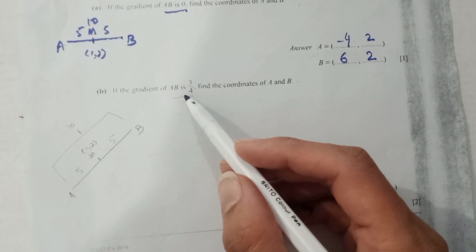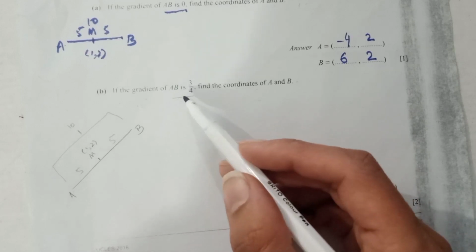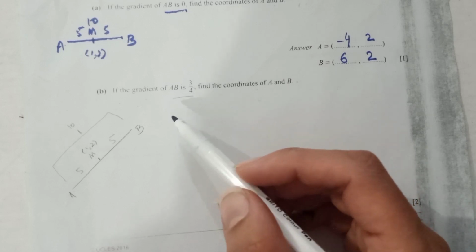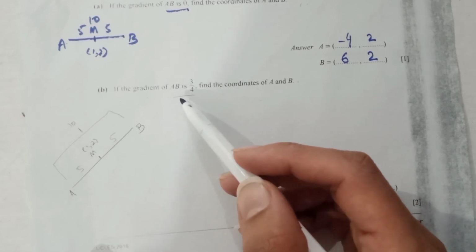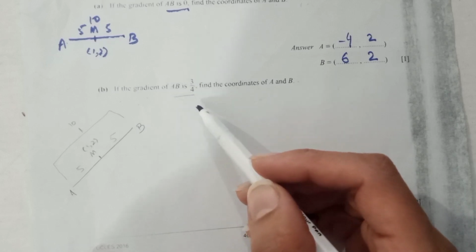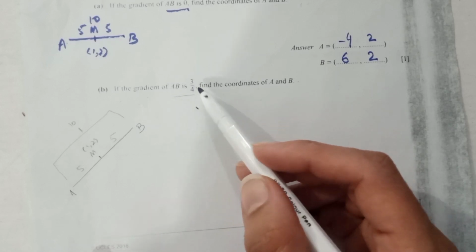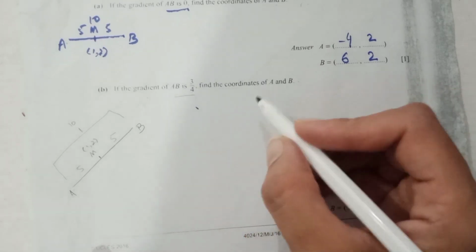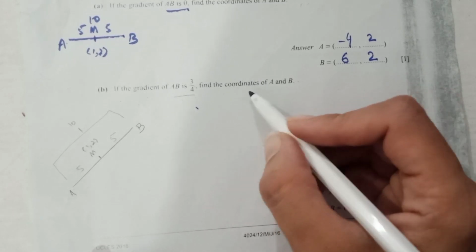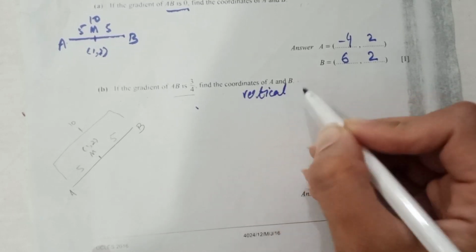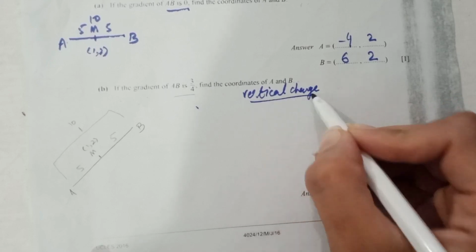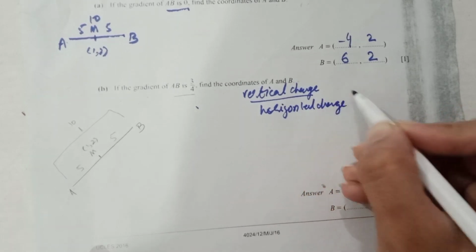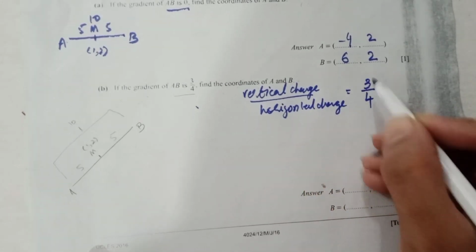Information is given to us that the gradient is equal to 3 by 4. It means that the vertical change upon horizontal change is 3 by 4. Vertical change over horizontal change is equal to 3 over 4.